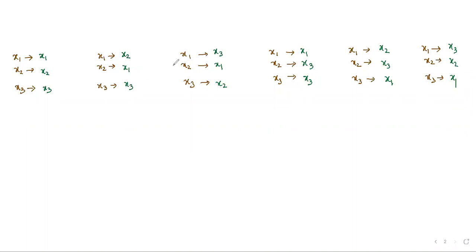1, 2, 3, 2, 1, 3, 3, 1, 2. Oh, that will be 1, sorry, this will be 1, 3, 2, 2, 3, 1, 3, 2, 1. All these distinct items have been written. What is happening over here? You see that the left hand side remains the same, but the right hand side is changing.